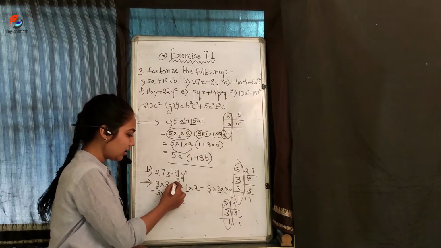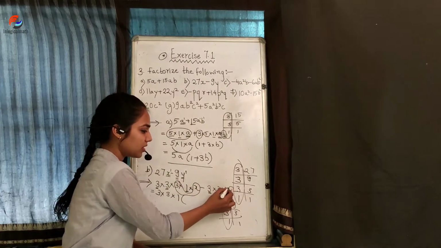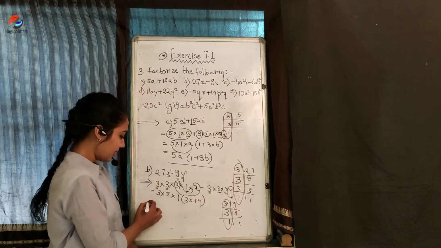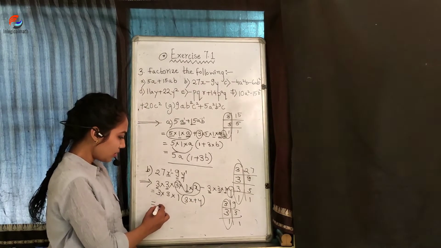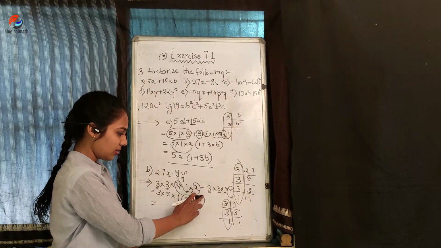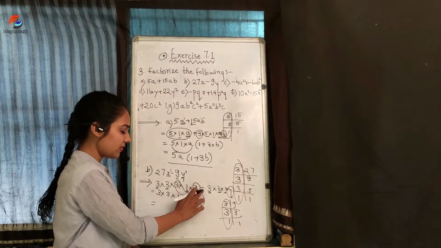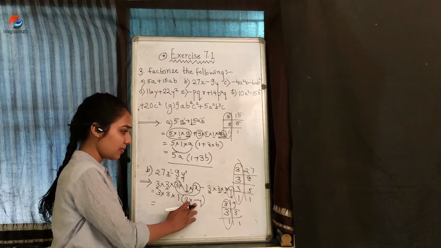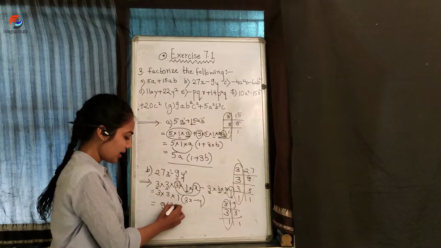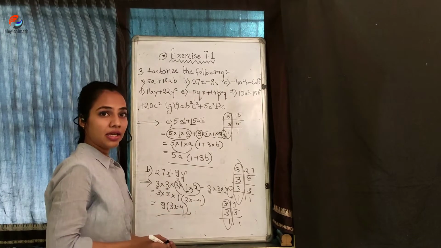Now we can't see anything common in both the terms. So what is remaining? This 3 and x, 3x remains, and what remains here? Y. So 3x minus y. Here there is a minus sign, so whatever sign is available here, write y as it is in the second step. So 9 in the bracket 3x minus y is the factorization of 27x minus 9y.